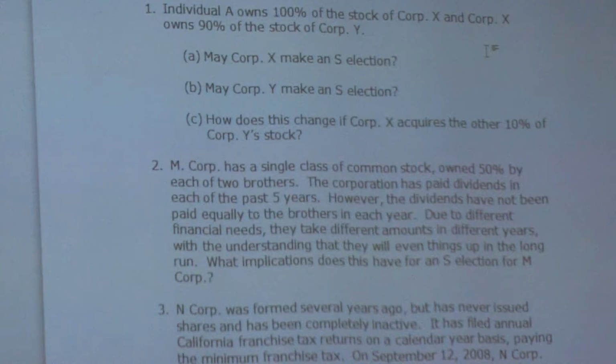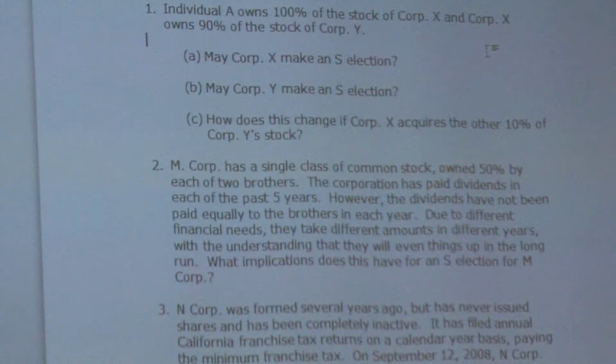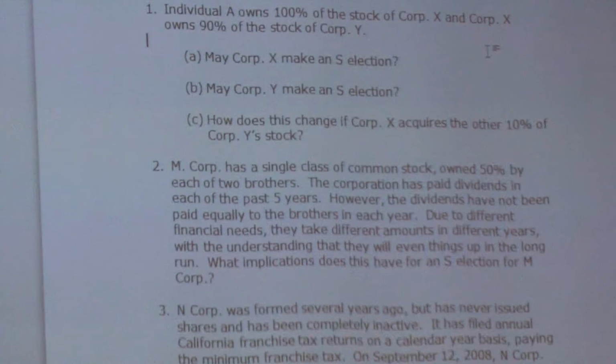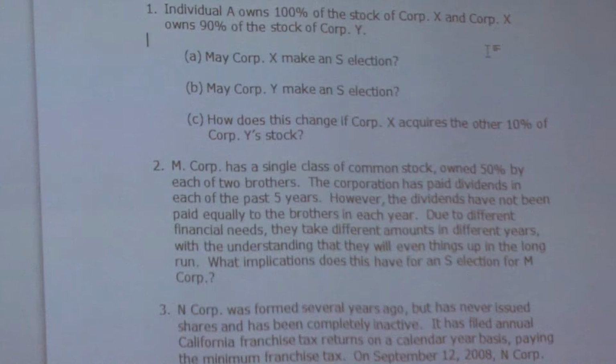What implications does this have for an S election for M Corp? What could be a problem here? Classes. Classes of stock, right. Notwithstanding that this corporation says it only has one class of common stock, notwithstanding that on paper it's got one class of common stock, it's not acting like it has one class of common stock. It's acting like it has multiple classes of stock.